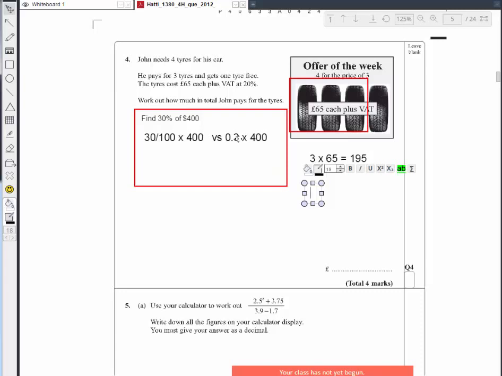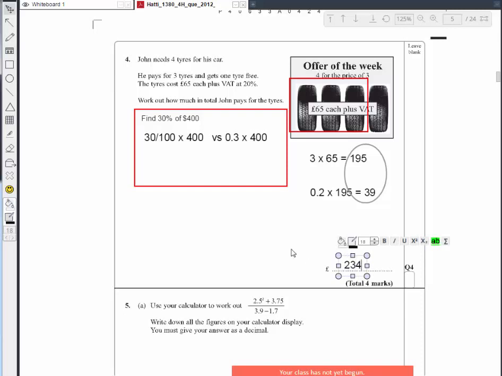Now remember, from up here we can call 20% 0.2. So 0.2 multiplied by the purchase that we made, which was 195, and if you run that through your calculators you'll get £39. And then all we've got to do is to add up our 195 and our £39. This represents the purchase of the 3 tyres, this represents the value added tax, or the tax, and in total that will come to £234. And there we have it.